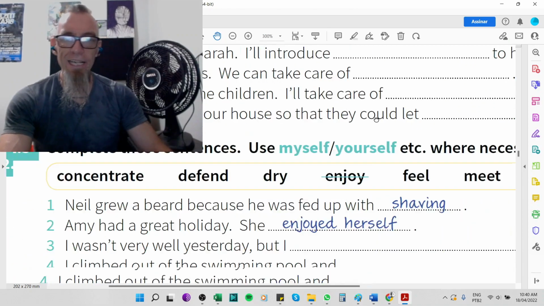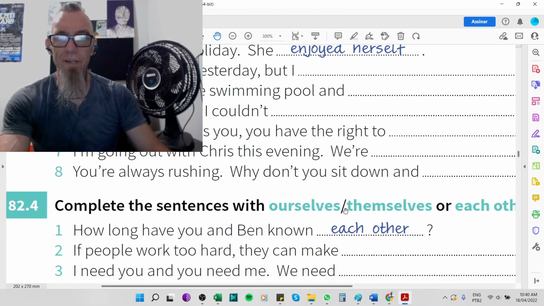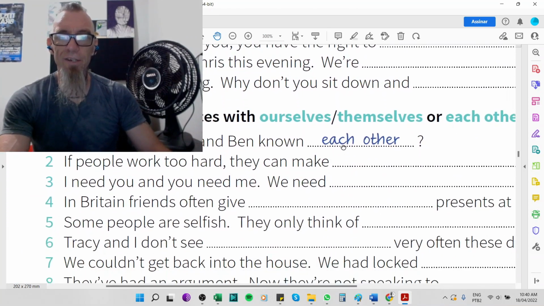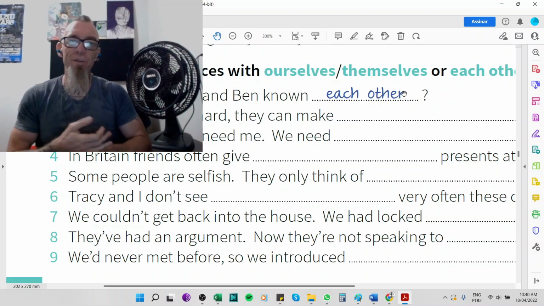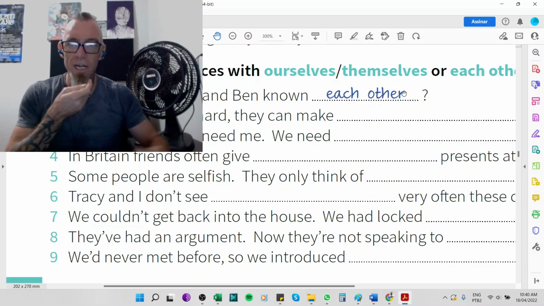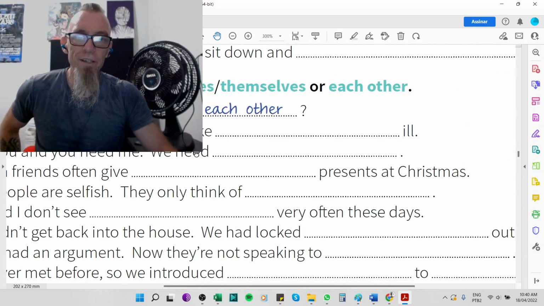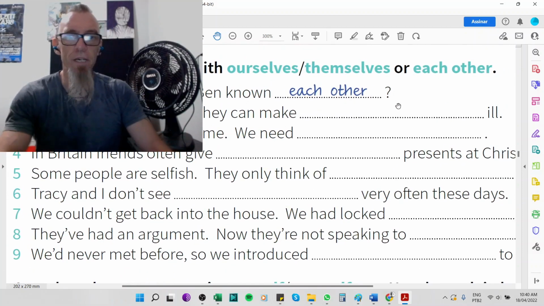All right, do we have any for myself or yourself? No. Let's look at some for each other. So how long have you and Ben known each other? So you know Ben and Ben knows you. How long have you known each other? If people work too hard, they can make themselves ill.